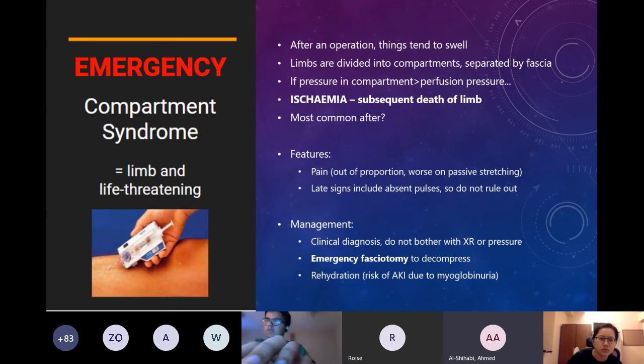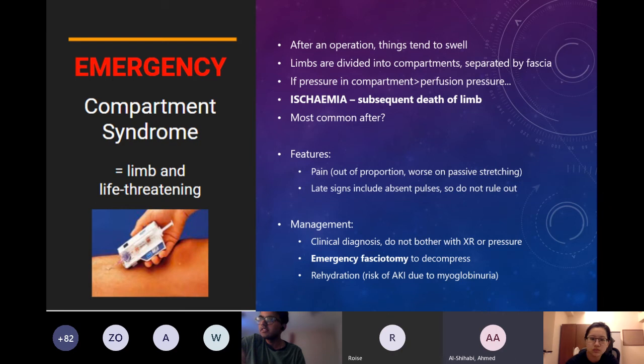So you're the F1 on the orthopedics ward and you think somebody's got compartment syndrome. What are you going to do? Too early for amputation. Yep. So call for help is reasonable. Okay. Yeah. Perfect. So fasciotomy is the definitive treatment.